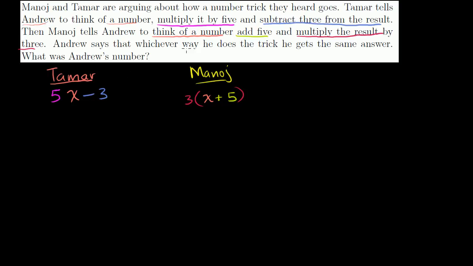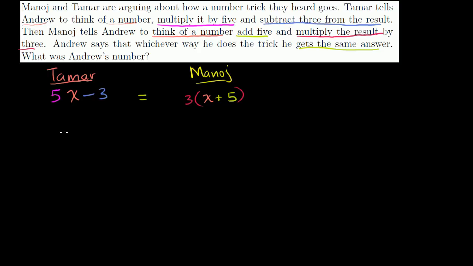Andrew says that whichever way he does the trick, he gets the same answer. What was Andrew's number? So regardless of whether he does 5 times the number and then subtracts 3, or whether he adds 5 and then multiplies the whole answer by 3, he gets the same number. So that must mean that these two things are equal. That means that these two are equal. So let's solve this equation.